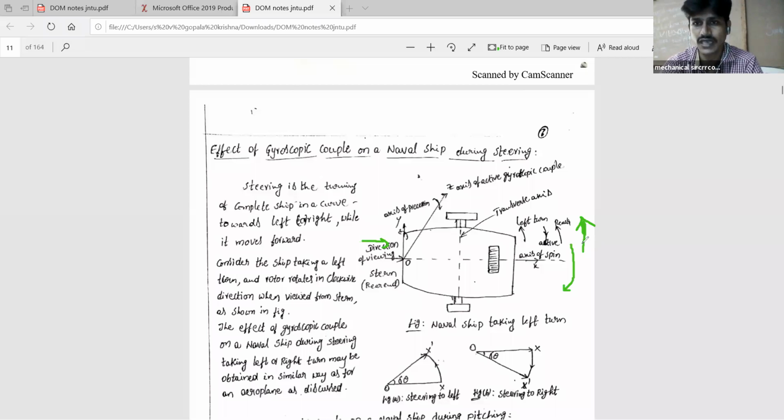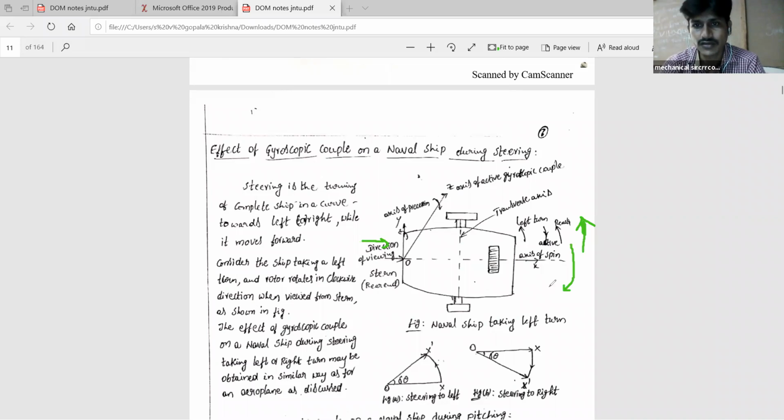If you observe what I drew through the annotations, our rotor is rotating clockwise and the turning movement is to the left side. Both are opposite, so the bow portion rises and the stern portion is lowered. Similarly, take the same condition where the ship steers to the right.